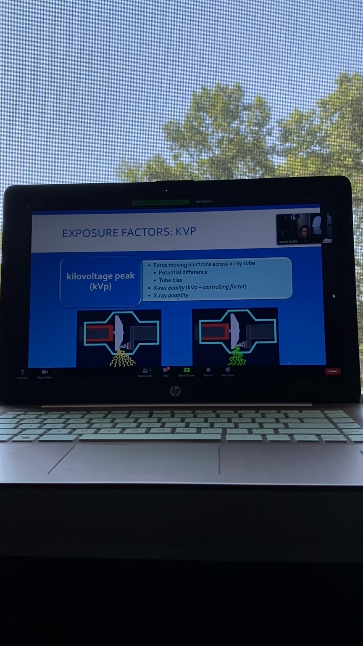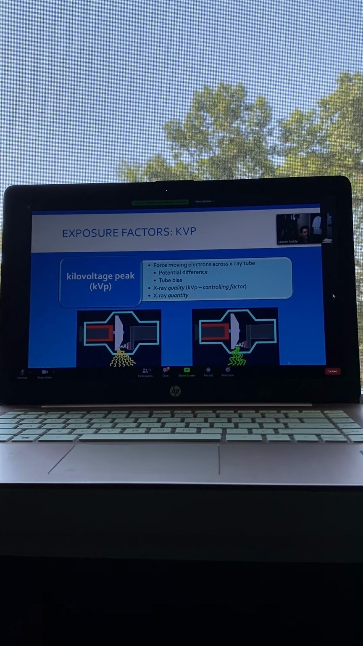The KVP, though, also has an impact on quantity. Okay? It also impacts the number of electrons that are produced. It's very important that you remember as the KVP goes up, the electrons have an increase in energy. They have a higher KeV. So remember, the electrons that boil off the filament at a higher KVP have a higher kinetic energy.